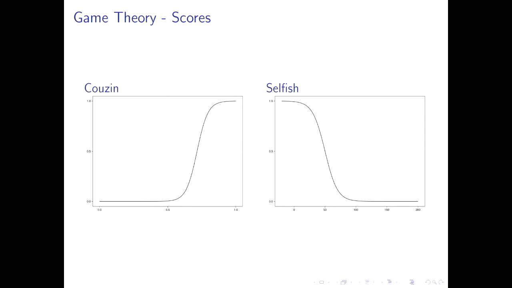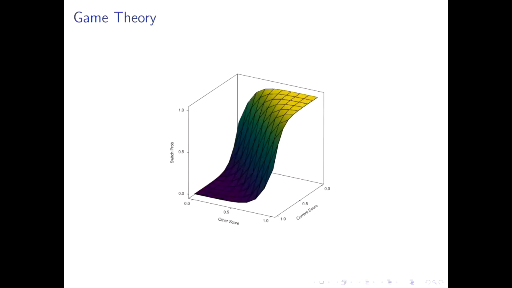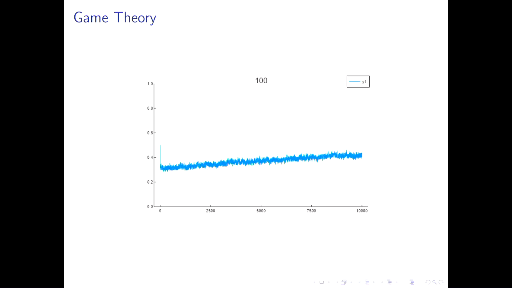So each particle takes their score, a Couzin score and a selfish score, and determines a probability to switch their current model. This switch is defined by this 3D logarithm-type graph. Essentially, you take your current score and your score for the other model, fit it into this graph, and determine: should I switch my model or not? So that looks like that.